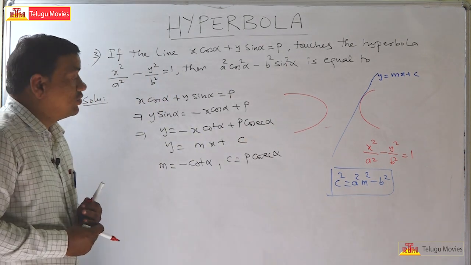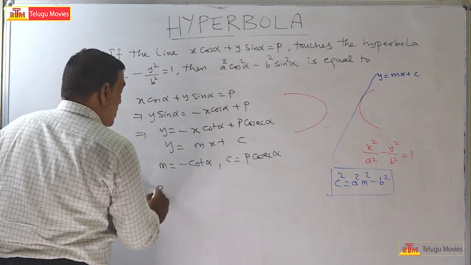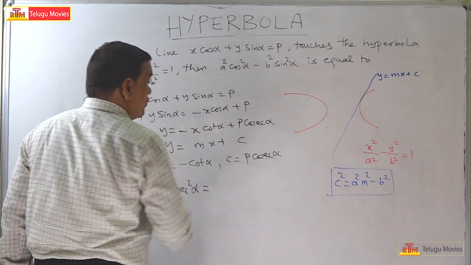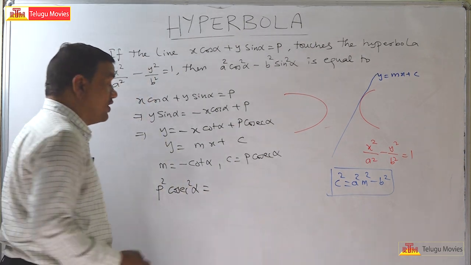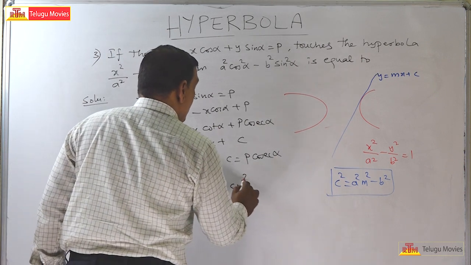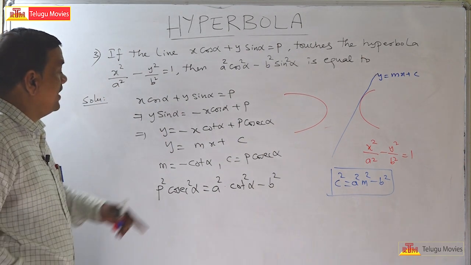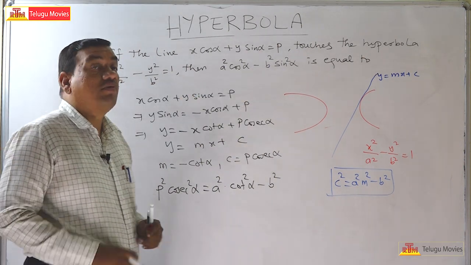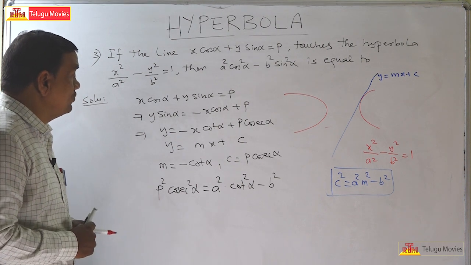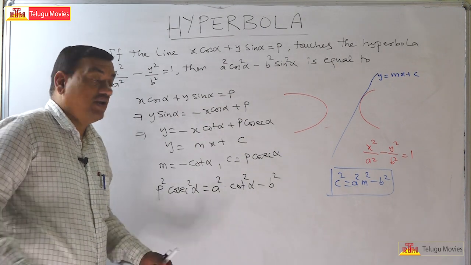Therefore, c square is equal to a square m square minus b square. C square means P square cosecant square alpha is equal to a square, a square only, m square means cot square alpha, minus b square. Now let us see the problem here. So here a square cos square alpha minus b square sin square alpha. So that's why what you will do now is divide both sides by cosecant square alpha. Let us see what happens.